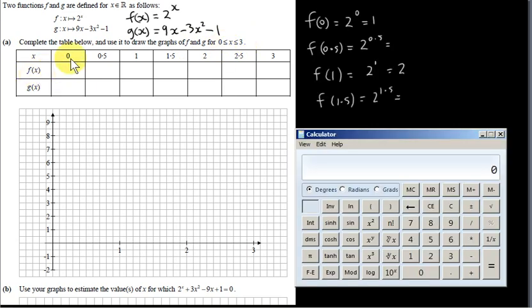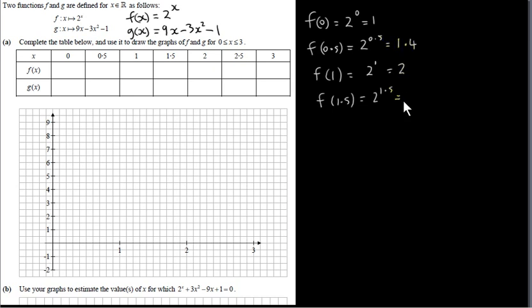To get f of 0, we just have to put 2 to the power of 0. Well, any number raised to the power of 0 is 1. 2 to the power of 0 is 1. To get f of 0.5, we have to get 2 to the power of 0.5. This is actually the same thing as the square root of 2. I will write these down to one decimal place, because if we look at the scales here, it's not going to be that easy to work with two decimal places.